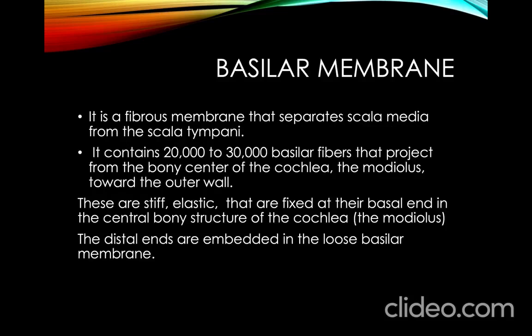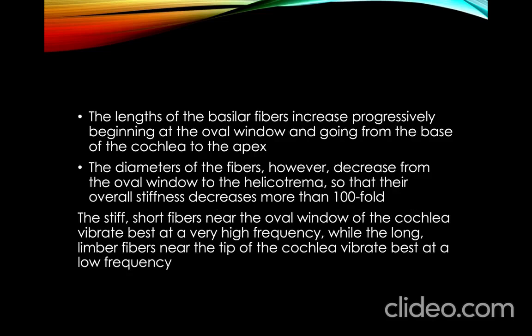It is known as the basilar membrane. As we have already discussed, it is a fibrous membrane that separates the scala media from the scala tympani. It contains 20 to 30,000 basilar fibers that project from the bony center of the cochlea, which I have already mentioned is known as the modiolus, towards the outer wall. The basilar fibers are stiff and elastic, fixed at their basal end in the bony structure of the cochlea, the modiolus, and the distal ends are embedded in the loose basilar membrane.